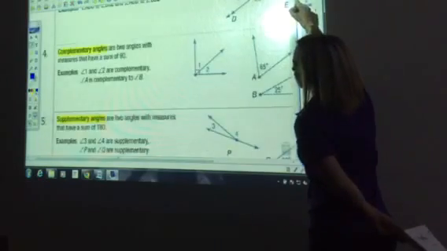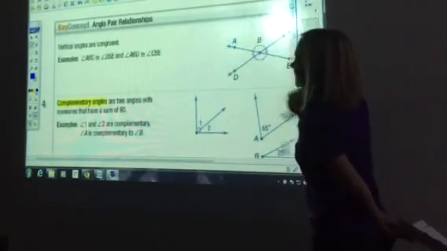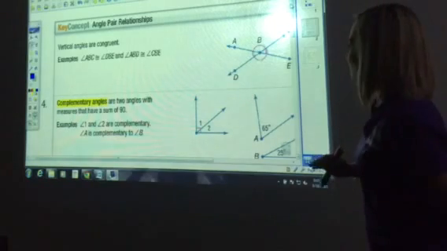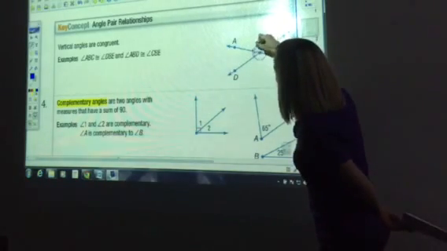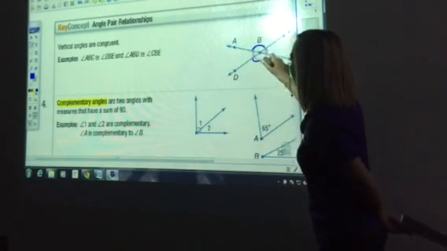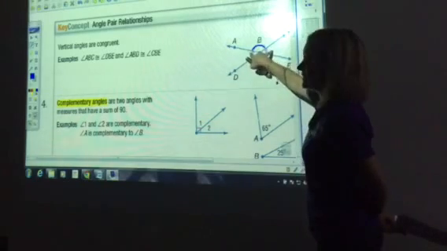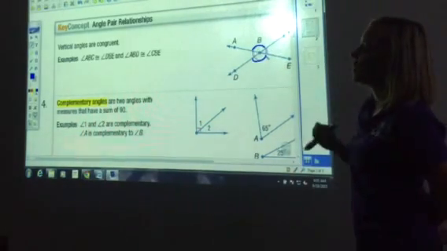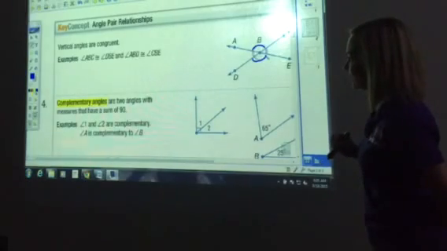Here we're going to talk about some rules about them. Vertical angles are always going to be congruent to each other. So notice this angle right here is congruent to this angle down here. Likewise with these 2 angles right there. So any vertical angles are always said to be congruent to each other.